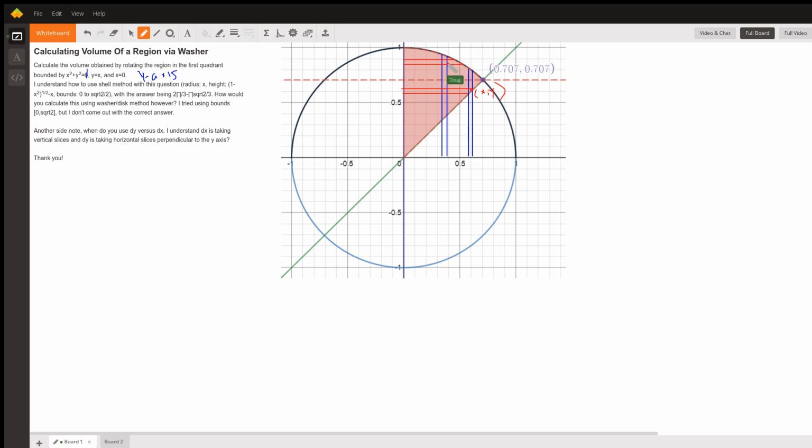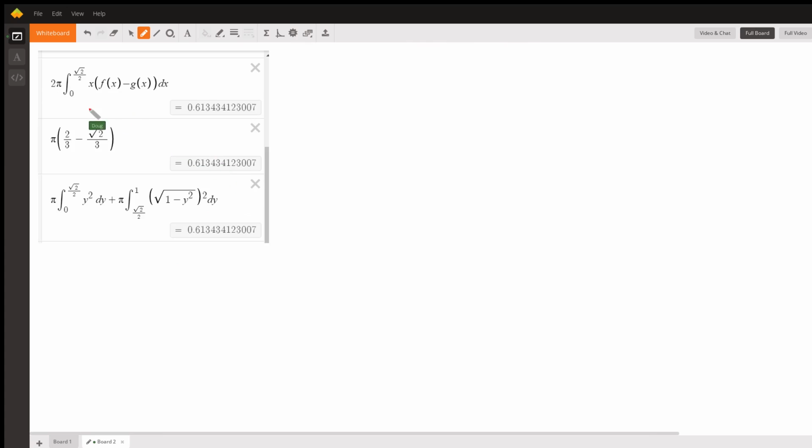But that changes up here. The coordinates of this point will be based on the equation of the circle. So let's go to board 2 and I'll show you what it looks like. So here is the solution using the shell method. I'm sure this is what you set up.